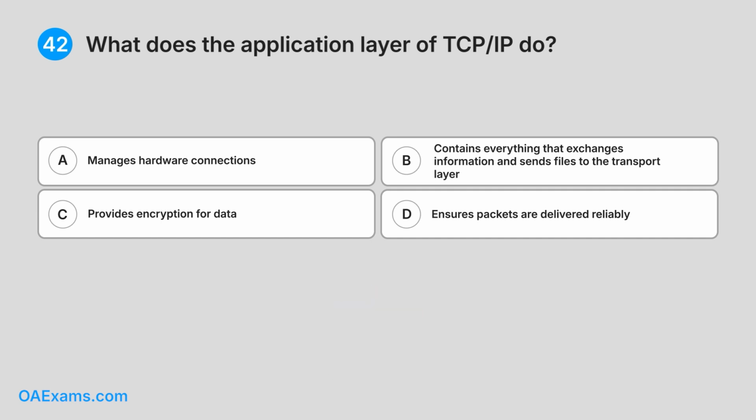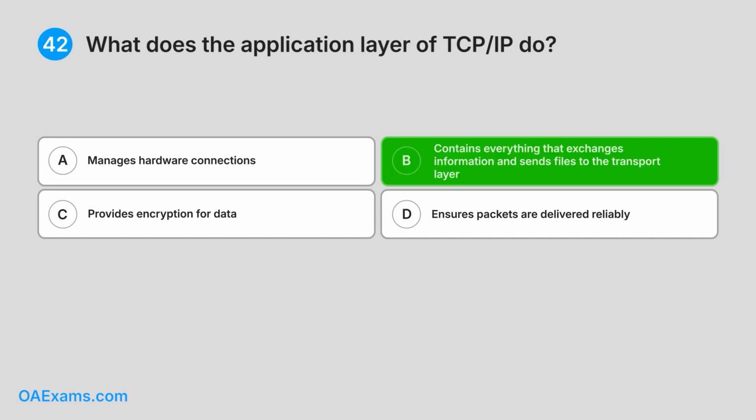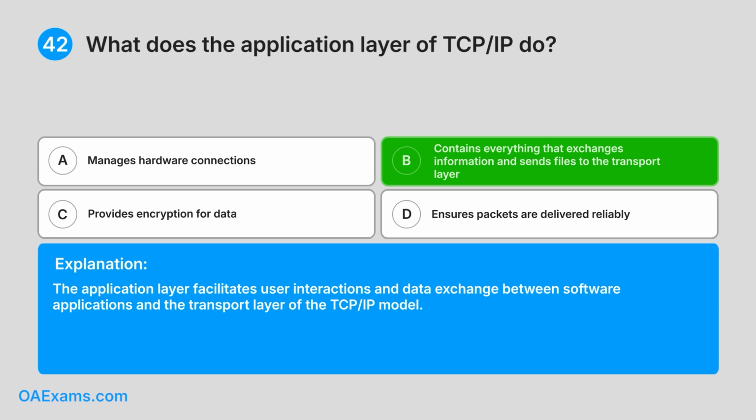Correct answer. B. Contains everything that exchanges information and sends files to the transport layer. Explanation. The application layer facilitates user interactions and data exchange between software applications and the transport layer of the TCP/IP model.